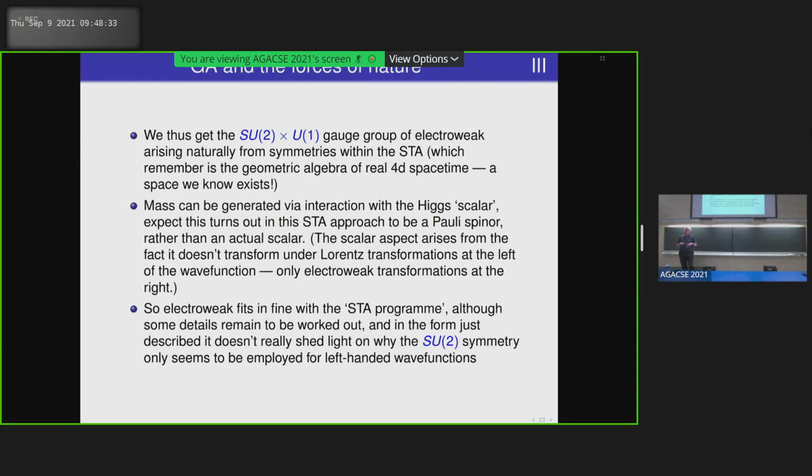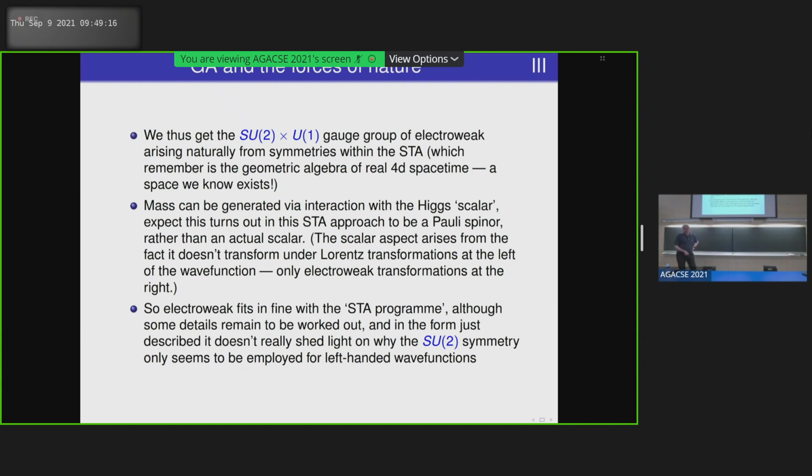Then, as you carry on to do more within the STA approach to electroweak, you find that mass can be generated by interaction with the Higgs scalar, except I put scalar in quotes because it turns out in this approach that it is a Pauli spinor rather than an actual scalar. Then you think, well, why do people think of the Higgs as a scalar particle? It's because the scalar aspect arises from the fact it doesn't transform under Lorentz transformations at the left of the wave function, only electroweak transformations at the right. And that's what the Higgs particle is in this approach. It's a Pauli spinor, but only transformed on the right.